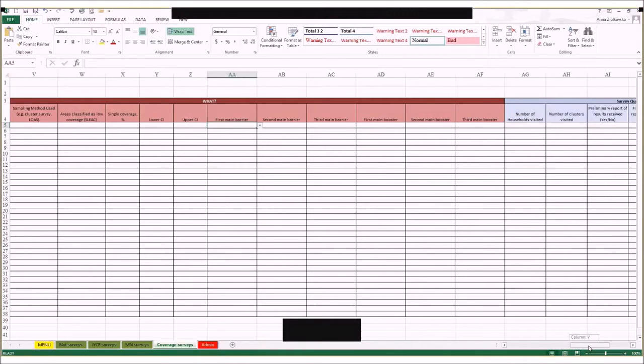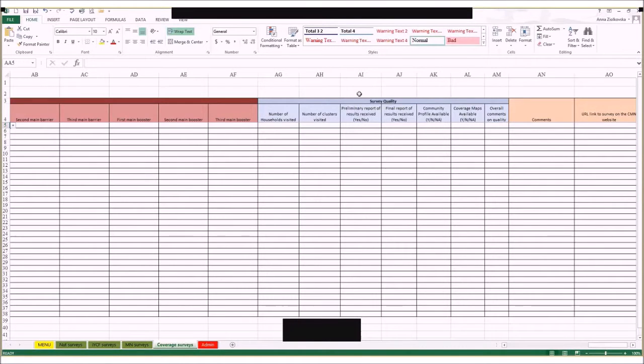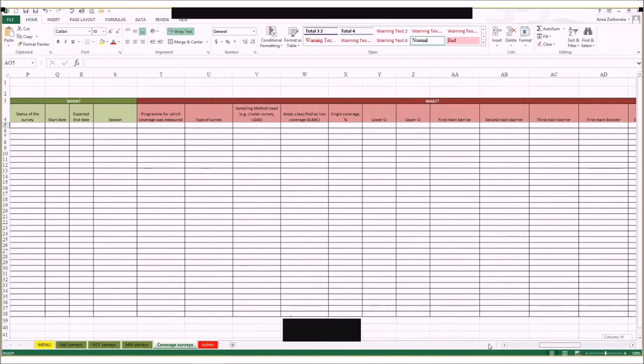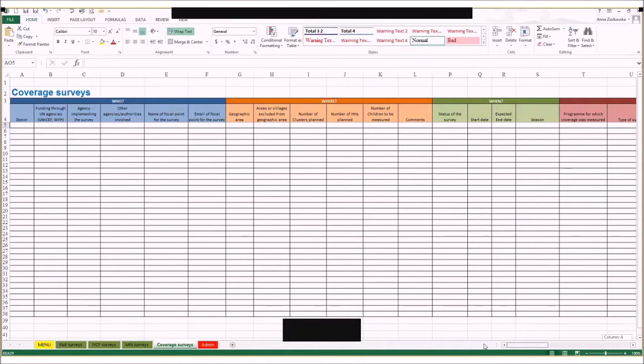And the survey quality, again the same. All the coverage monitoring surveys which are done through SLEAC or SQUEAC are always shared, or at least should always be shared, with the Coverage Monitoring Network, which developed this method. So we also put here a URL link to the survey on the CMN website, so everybody can access this survey. And that's it. It's not as complicated as it sounds, believe me. And as I said, it can be simplified if you want to.